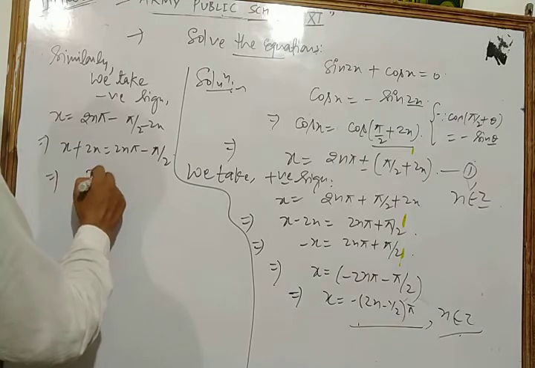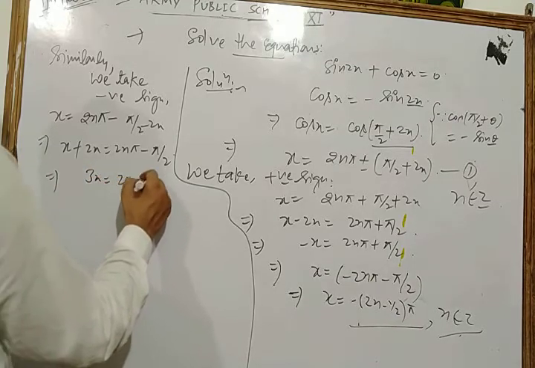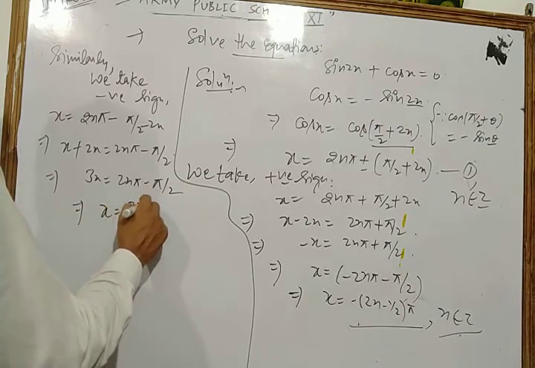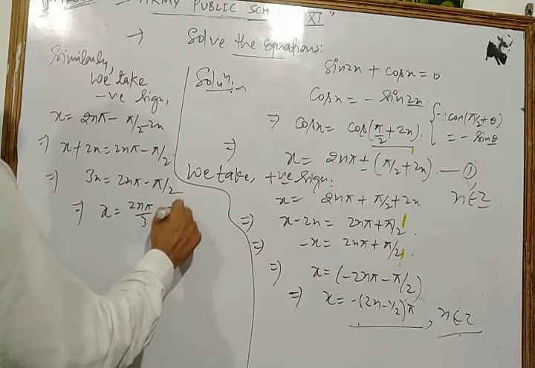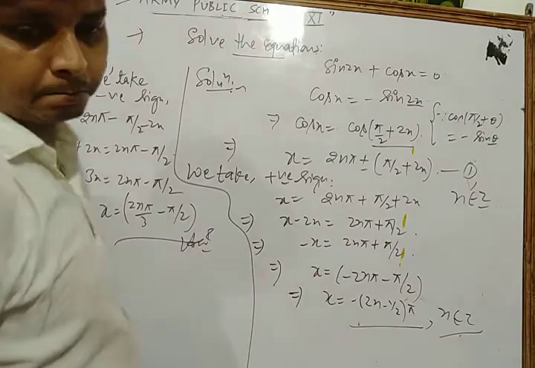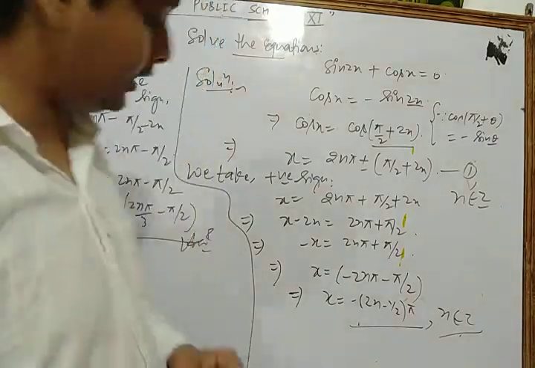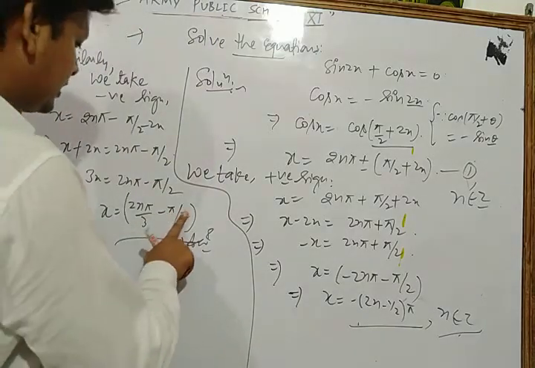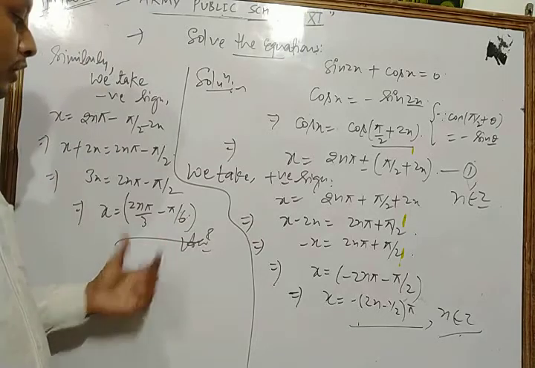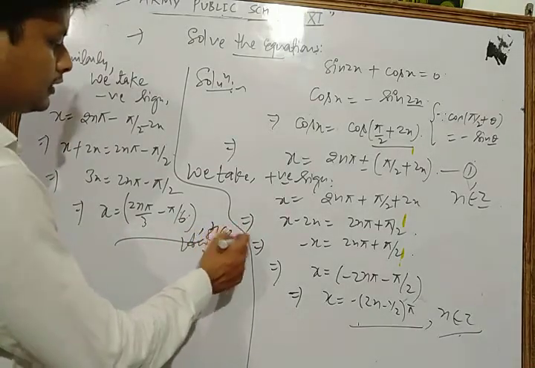So we get 3x is equal to 2n pi minus pi by 2. So we have x is equal to 2n pi by 3 minus pi by 2. This is another answer. Okay, let's check it. Yes, pi by 6. So this is another answer where n belongs to Z.